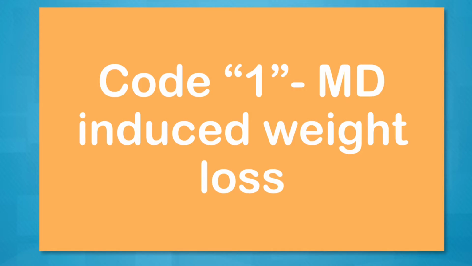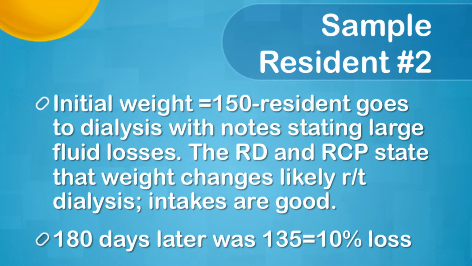If you answered 1, MD-induced weight loss, you are correct. Sample resident number 2. They had an initial weight of 150 pounds, and the resident goes to dialysis with notes stating large fluid losses. The RD and the resident care plan state that weight loss changes were likely related to dialysis and intakes are good. 180 days later, the weight was 135. This was a 10% loss.